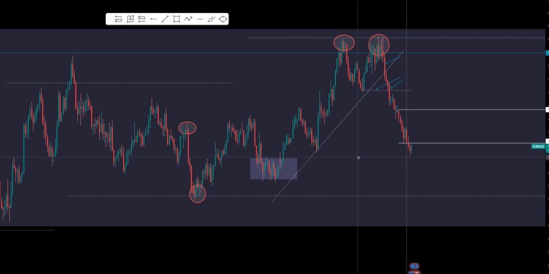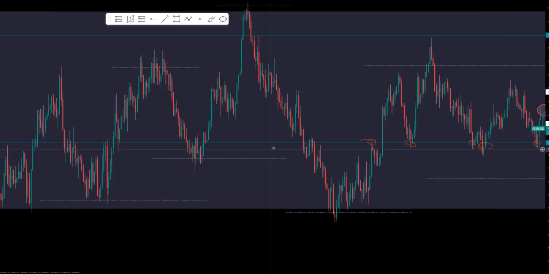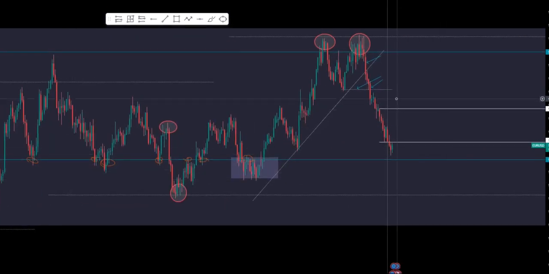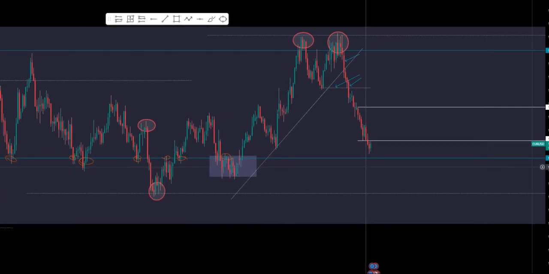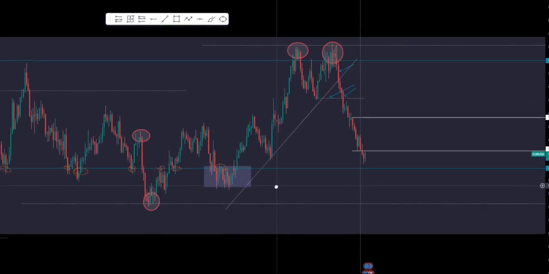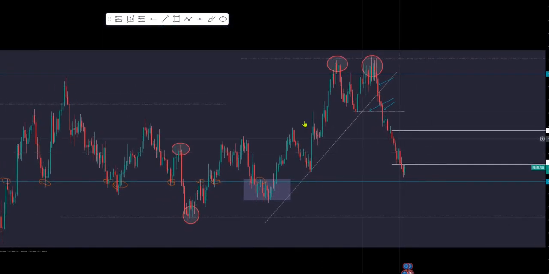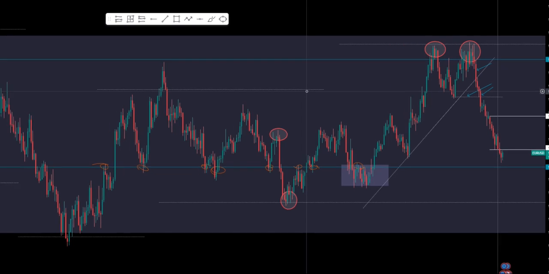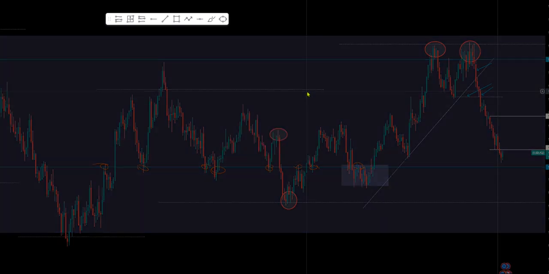To this area, because at this level it tapped a lot of times. One, two, three, 4, 5, 6, 7, 8, and so on. So 1.07462 is a very strong demand zone. So now let's go to the 4 hour.